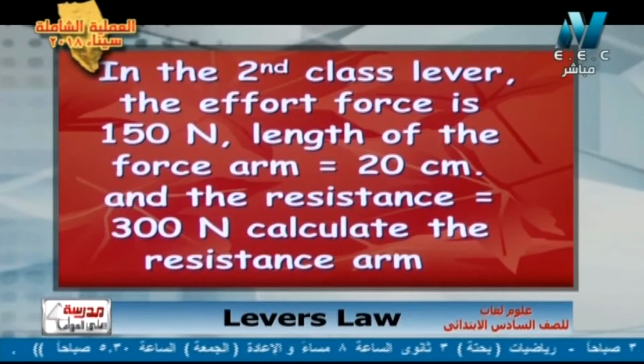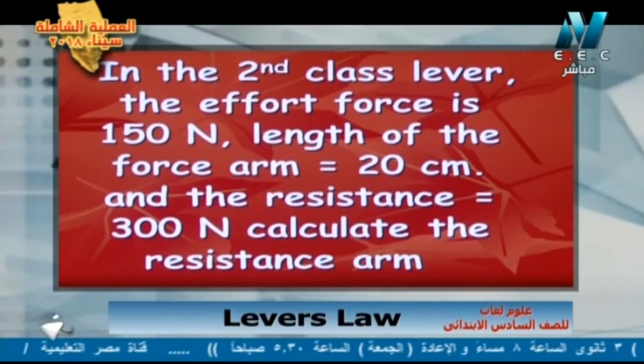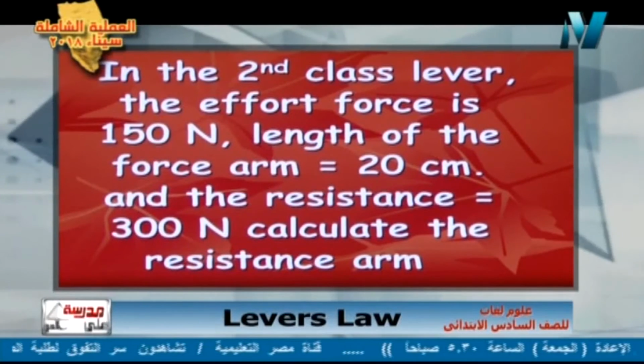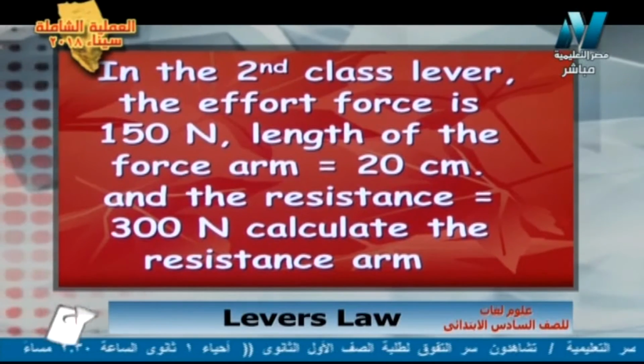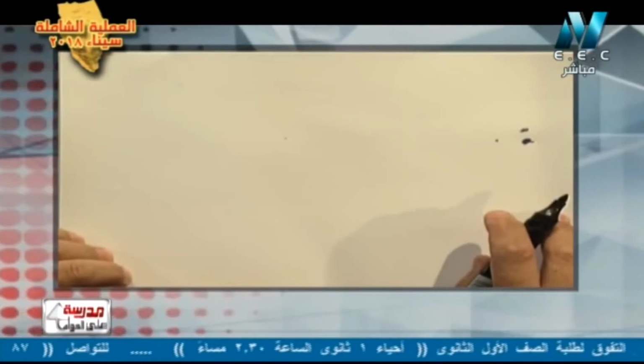So now we have practiced more and more to answer the problem of lever, and I'm sure the problems of lever are very easy if you can use the law, write the values under each one of them, and at last find the missed value or say this lever is balanced or not. So now, another problem of lever. The problem says in the second class lever, the effort force is 150 Newton, the length of the force arm is 20 centimeter, and the resistance equals 300 Newton. Calculate the resistance arm. So now let us exclude the values, writing at the first the law.